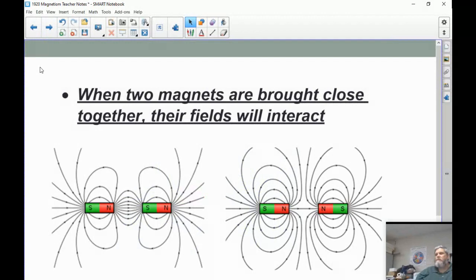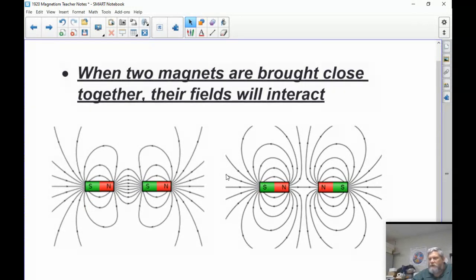All right, when two magnets are brought close together, their fields will interact. So you can see here, if I have a North Pole and a South Pole, between them we just have the field lines connecting the two. But if you have two norths or two souths, notice they push away from one another. Again, take a minute and sketch both of these pictures so you have a feel for what the field lines look like.